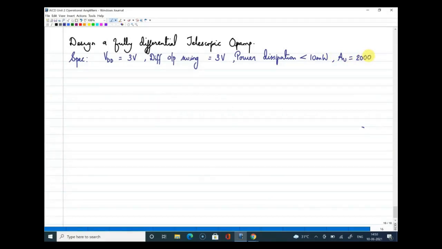All right. So now the specifications are written here. There are four main specifications given. The supply voltage is 3, differential swing is 3, power dissipation is less than 10 milliwatt, and the voltage gain requirement is close to 2000.